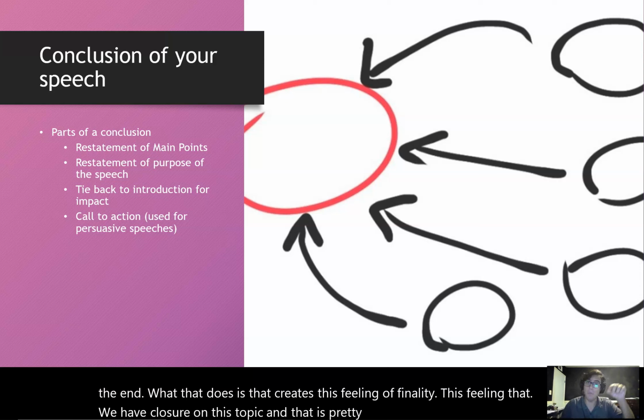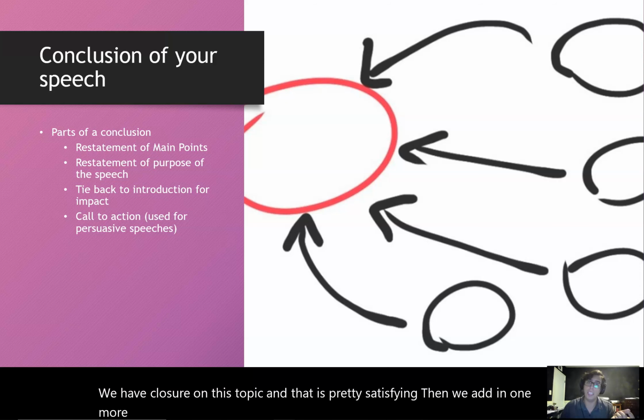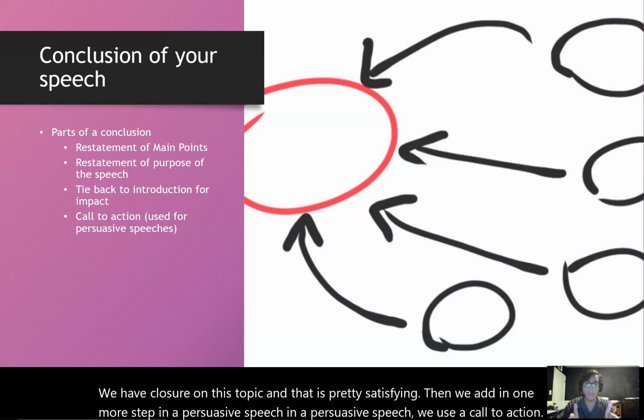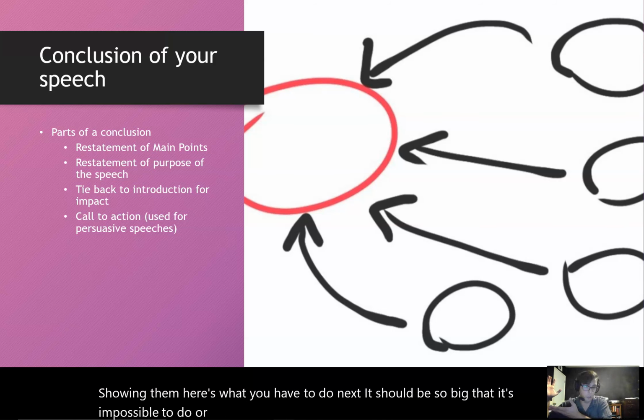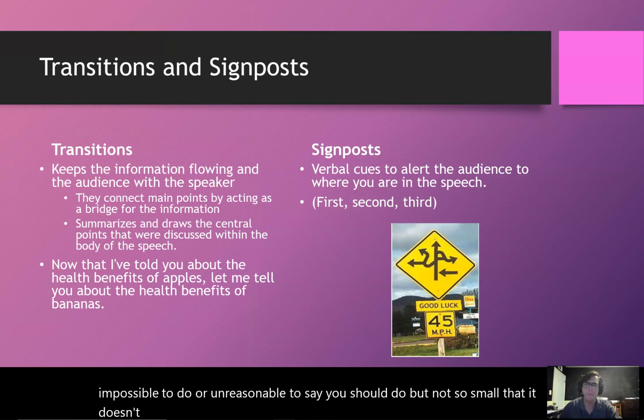Then we add in one more step in a persuasive speech. In a persuasive speech, we use a call to action, showing them here's what you have to do next. It shouldn't be so big that it's impossible to do or unreasonable to say you should do, but not so small that it doesn't solve the problem.